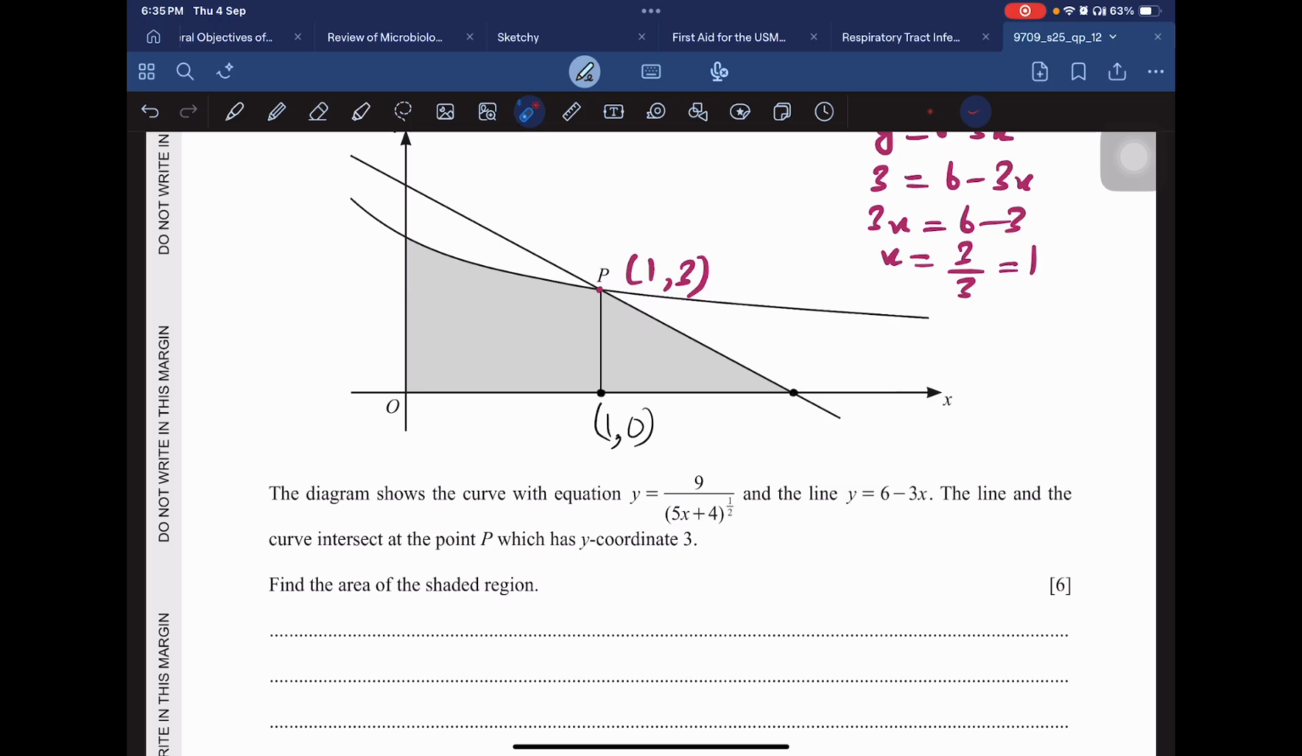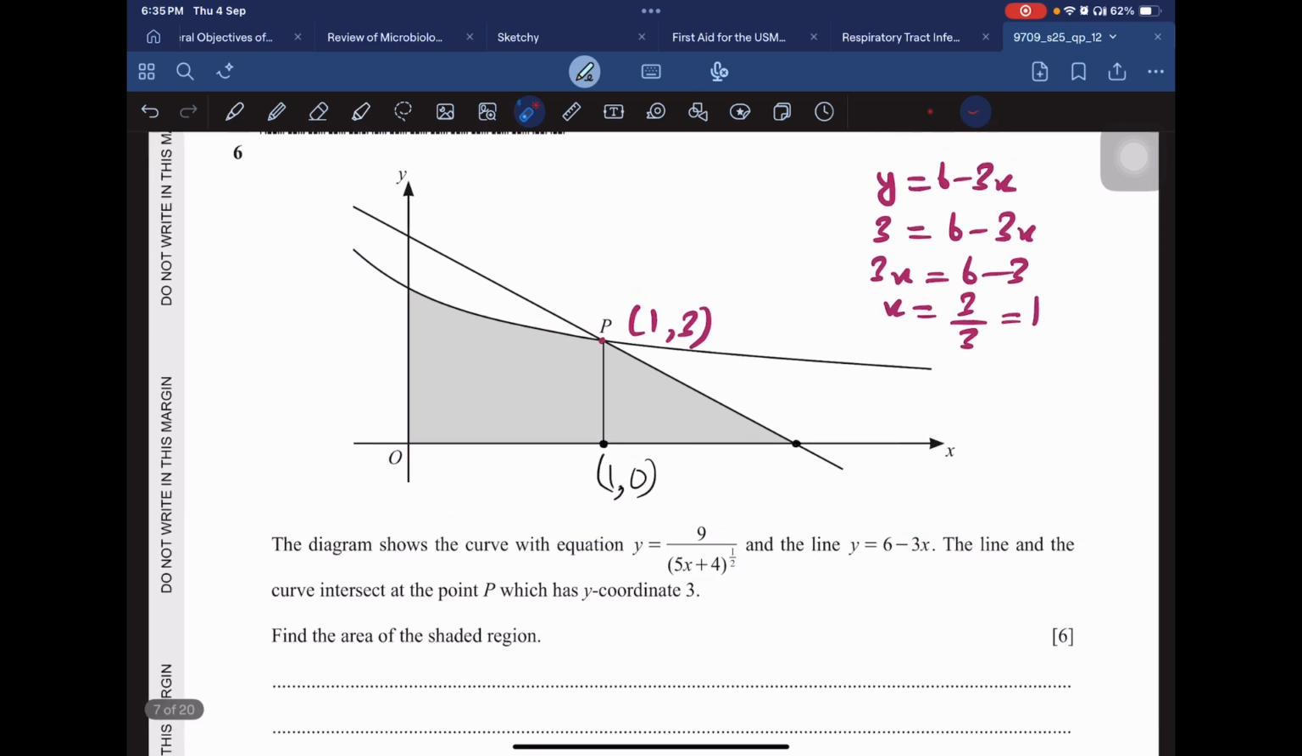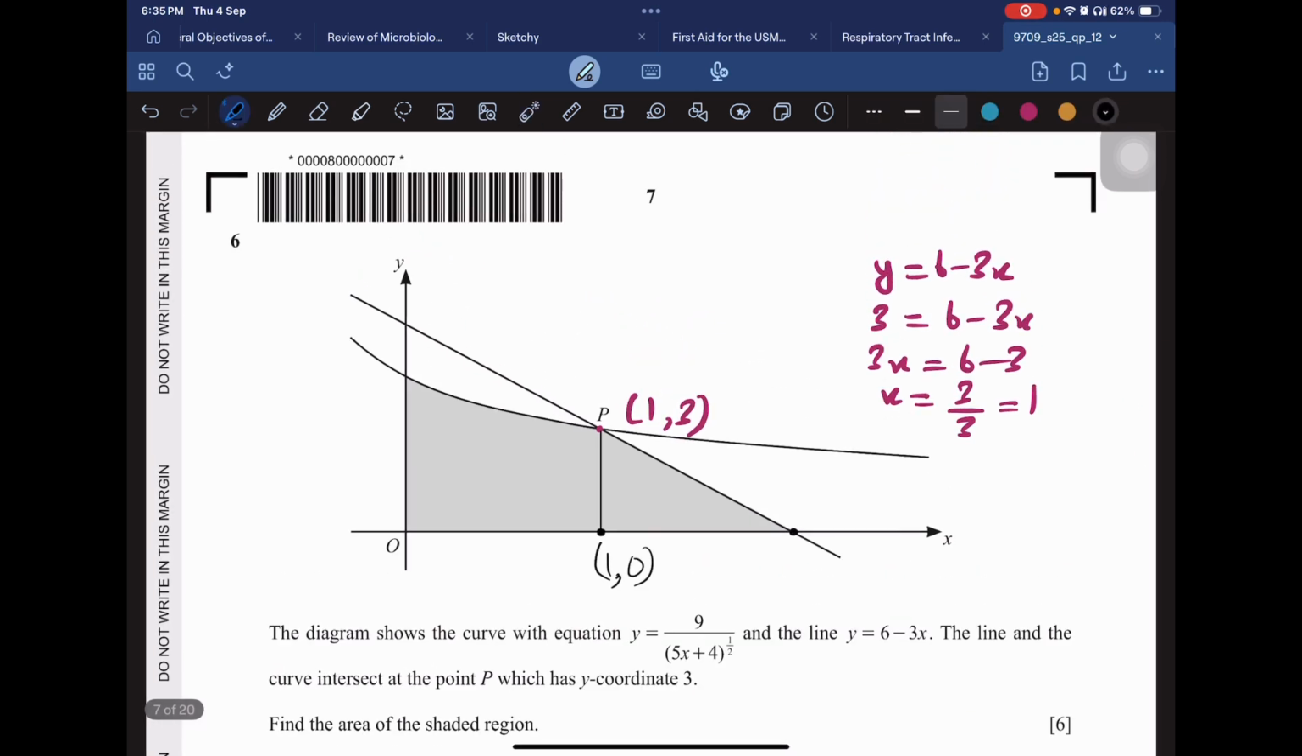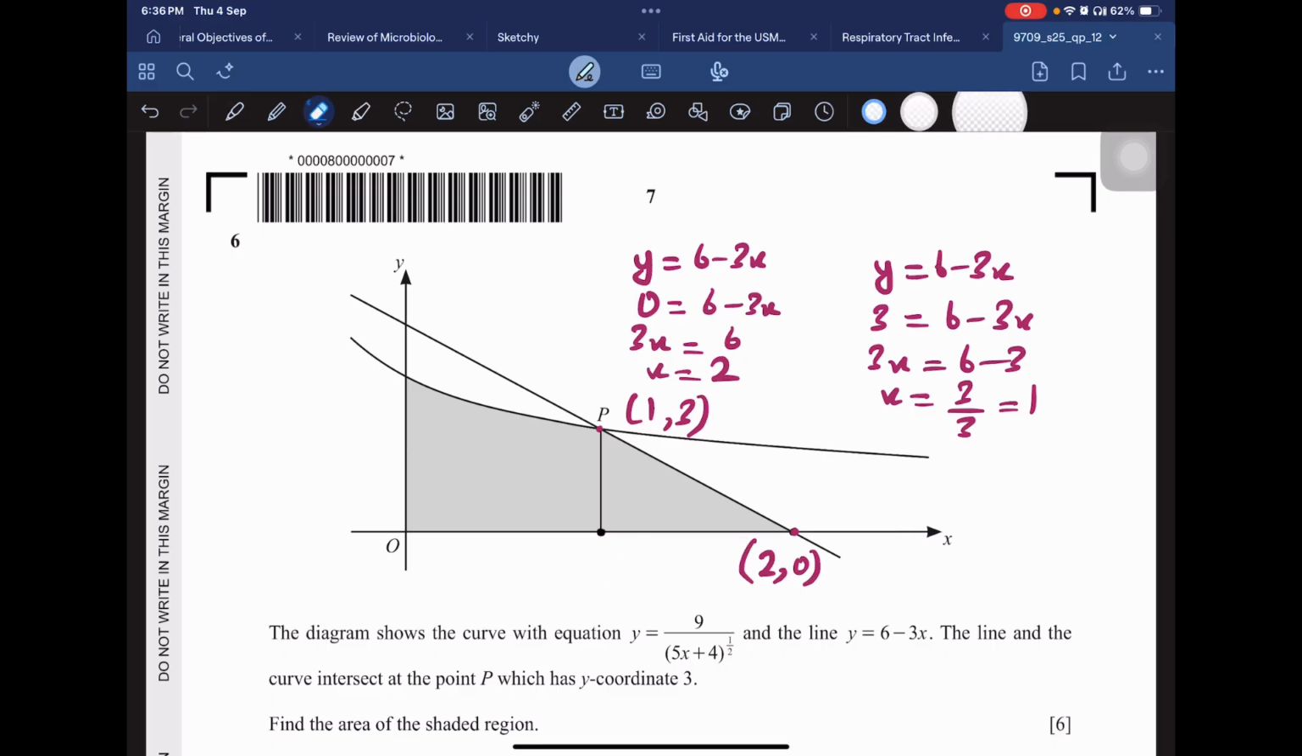If we input 0 in place of y in the equation of the line, we can find the x-coordinate of this point. So y equals 6 minus 3x. I'll replace y with 0. Okay, so we're getting x equals 2. So that means that this point is 2 comma 0. This one is 1 comma 0.